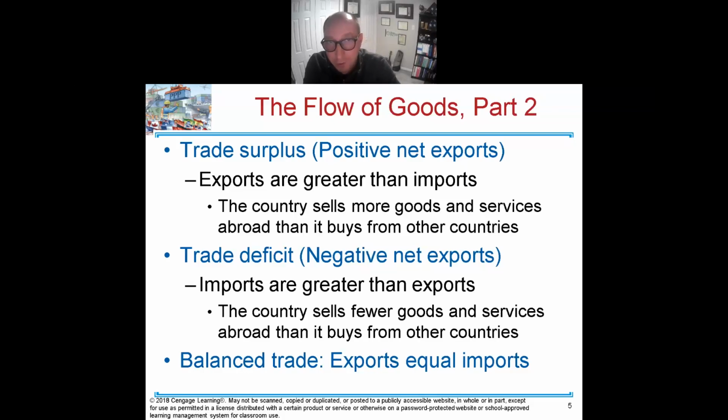The ideal situation is to have what we call a balanced trade. It's where the exports equal the imports. Balanced trade.